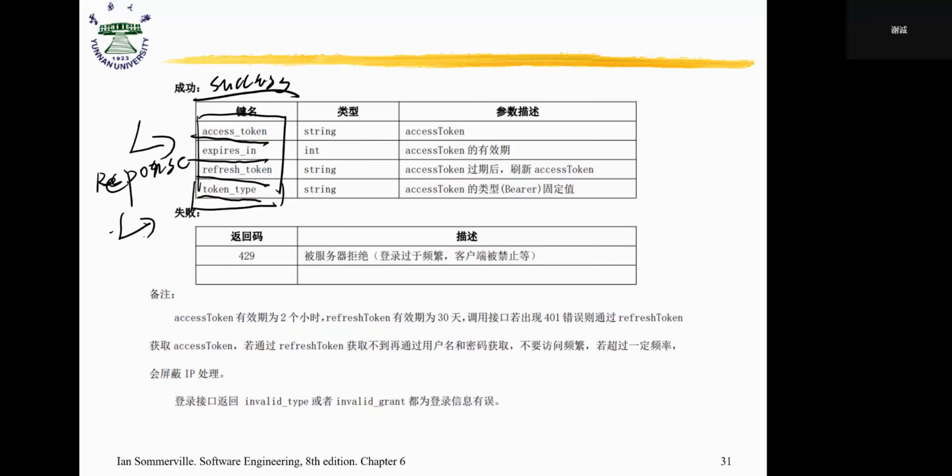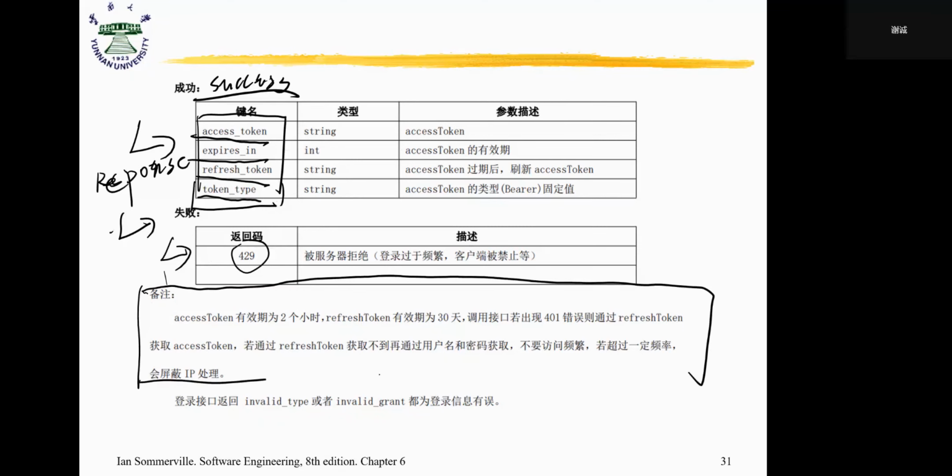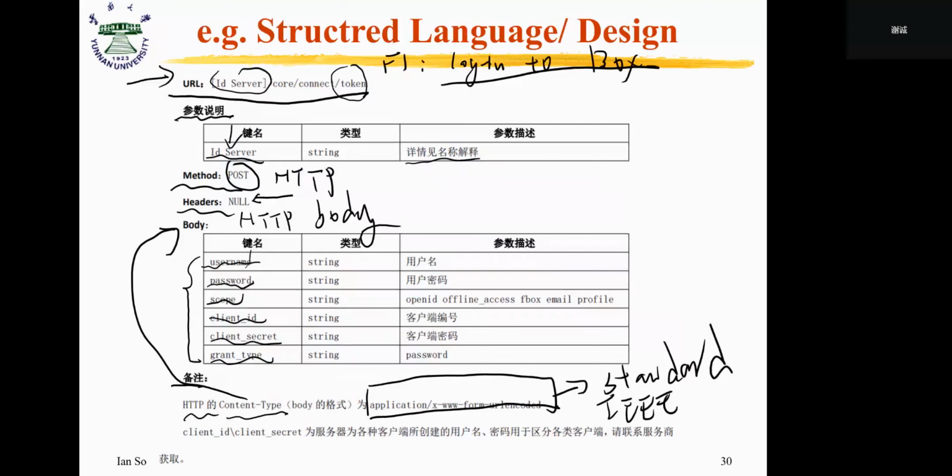If your login fails, you will get this information. The code is 429. That means the server refuses your login. And there is also a remark here. This means the access token will expire in 2 hours. This is a real structured language for system requirements.